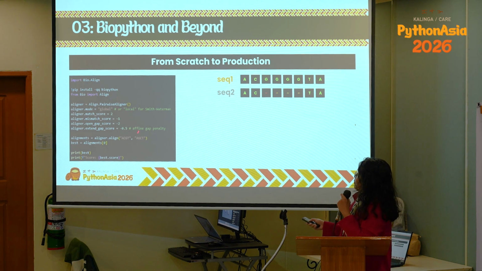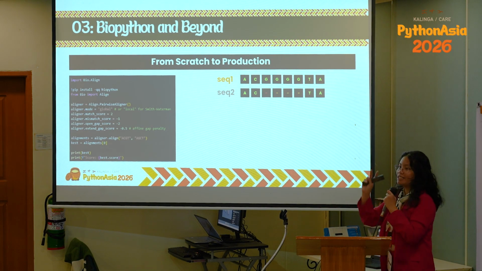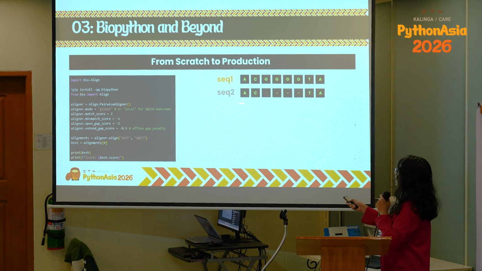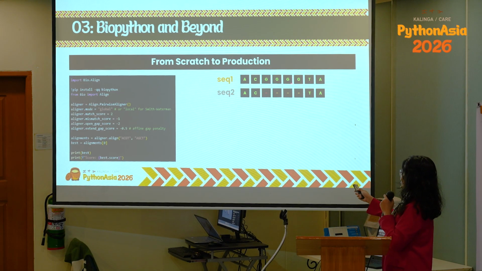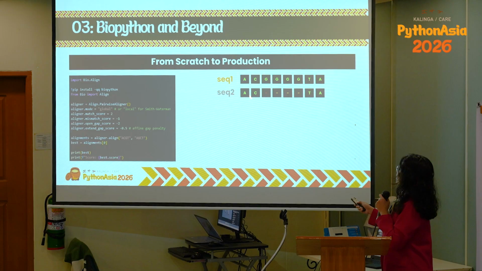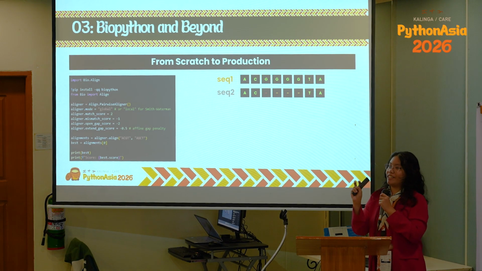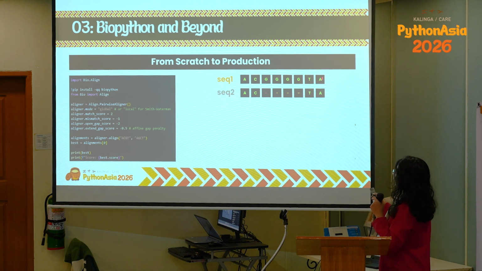And also, they are using the concept of open gap score and extend gap score because this has a biological context. When it comes to this example, let's see, we have sequence 1 and sequence 2. For sequence 1, we have A, C, then 4 Gs, T, and A. And if you're going to compare that to sequence 2, it has A, C, then 4 lines. We already know if it is a line, it is a gap, and then T, A.